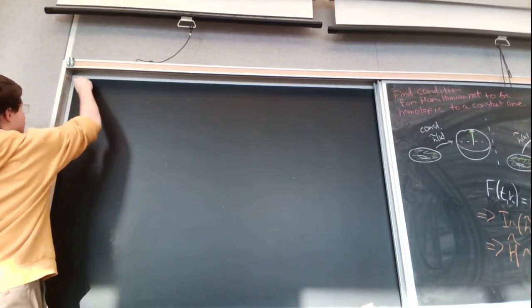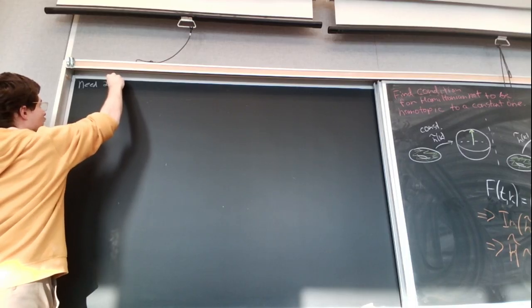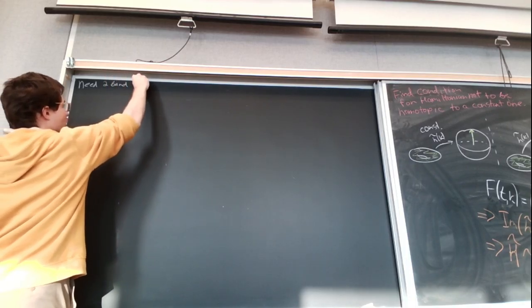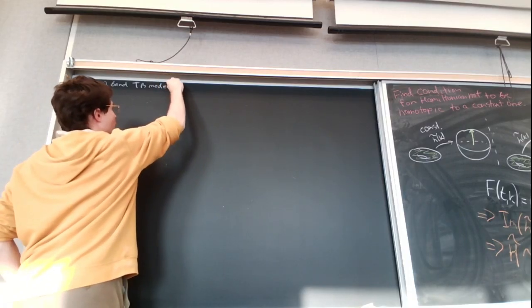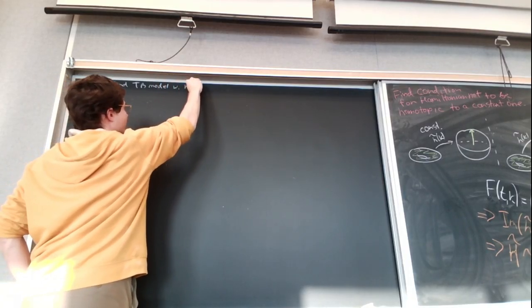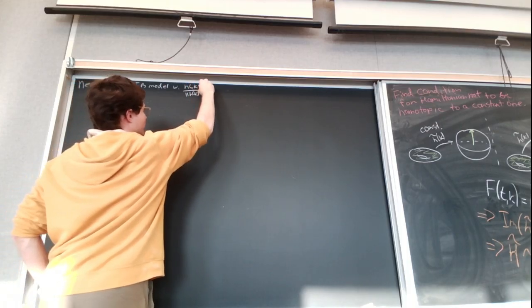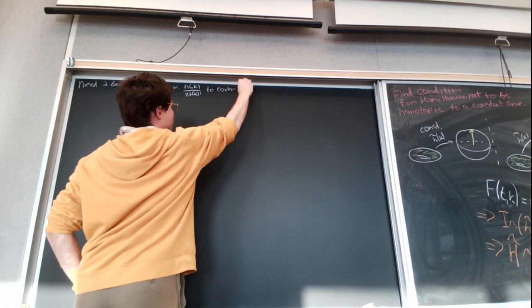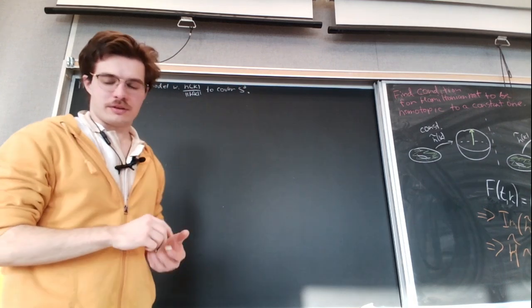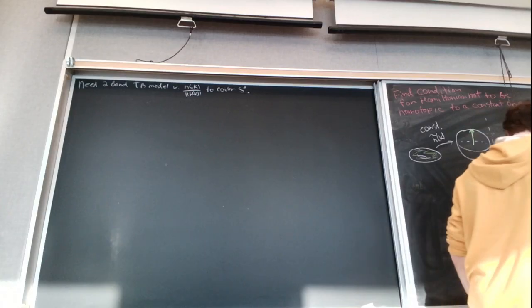So, need a two-band model. Need a two-band tight binding model with h of k divided by the norm of h of k to cover the sphere. Do you agree?